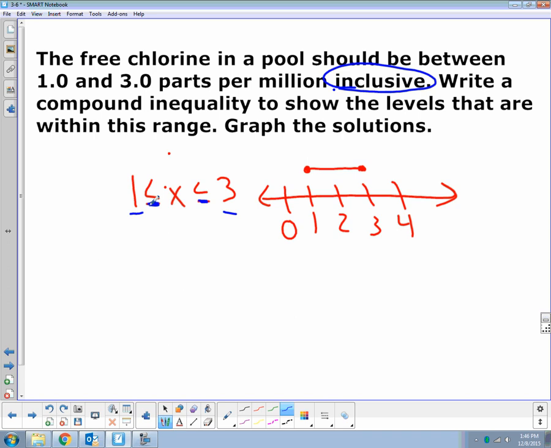To graph it then, since X could be any number in between 1 and 3, it could be this number, could be this number, this number, this number. There's an infinite number of answers that could be a possible solution here. And we want to show all infinite numbers of them. And the way we do that is with this graph. We say that it could be exactly 1, it could be exactly 3, or any number in between. And that line gives us all infinite possibilities. And that's how we set up these inequalities.